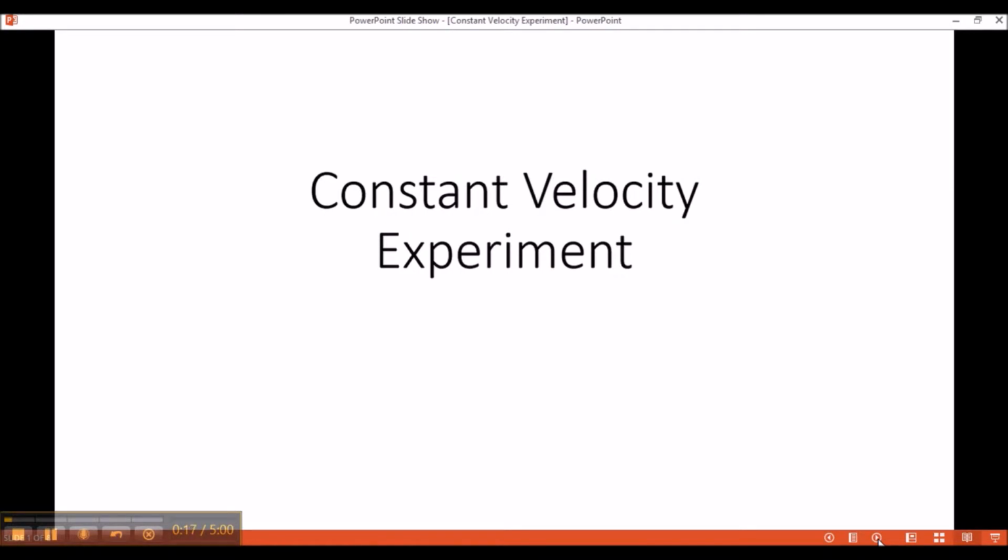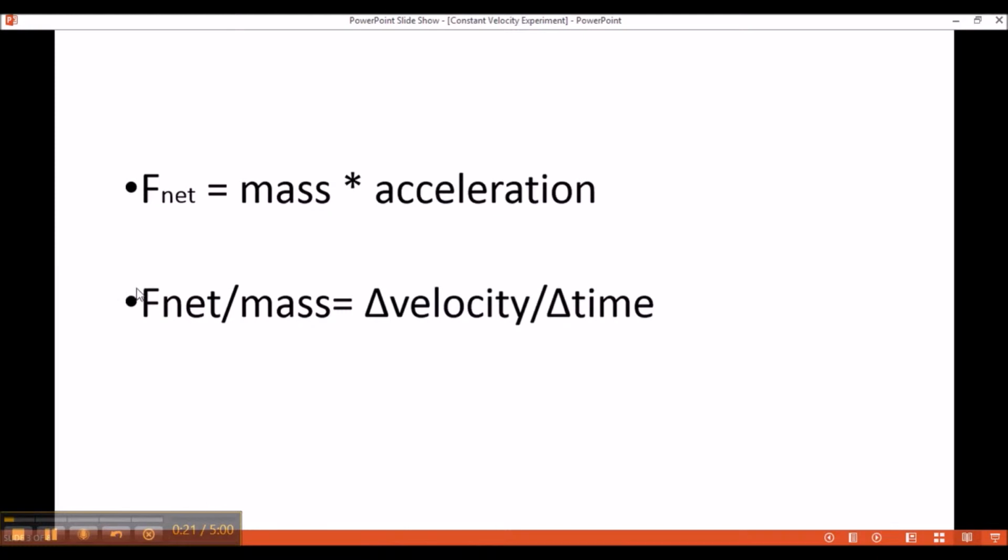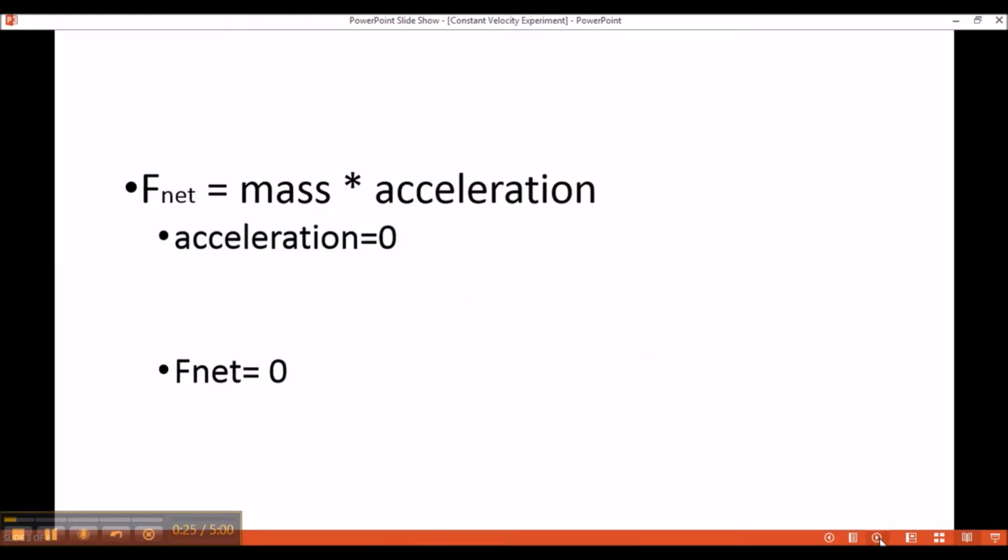It states that the net force is equal to mass times acceleration, or more commonly known as F net over mass equals the change in velocity over the change in time. However, for this lab's purpose, we're going to assume that acceleration is equal to 0 because we need to demonstrate constant velocity, which states that acceleration is 0. By doing so, we plug in acceleration is equal to 0 and then find out that F net is equal to 0. One thing to note is that mass has no role in constant velocity whatsoever.